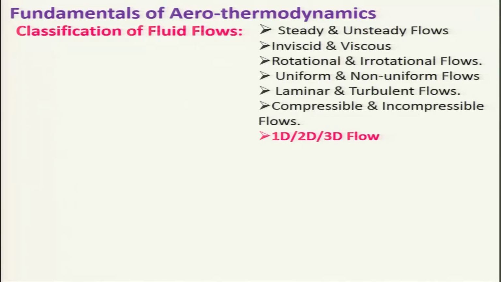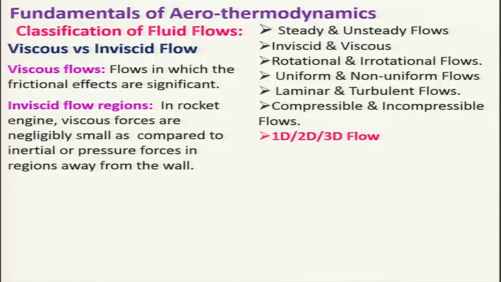Besides this, based on the viscosity, we can say viscous flow or inviscid flow. Of course, inviscid flow is easier to handle, and we will be dealing with it in our analysis. Viscous flow cannot be ruled out as long as the fluid is moving over the surface of a solid; it will definitely have viscous regions, as you will see. Let us discuss that further. Flows in which frictional effects are significant, we call viscous flow. And for inviscid flow, particularly in a rocket engine, viscous forces are negligibly small, so the frictional effects can be neglected very easily. Keep in mind that in a rocket engine, viscous forces are negligibly small compared to the inertial or pressure forces in regions away from the wall.